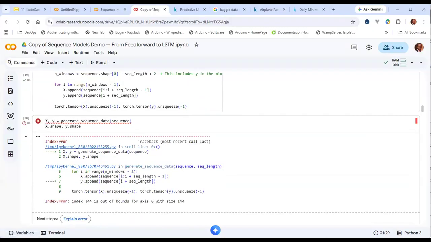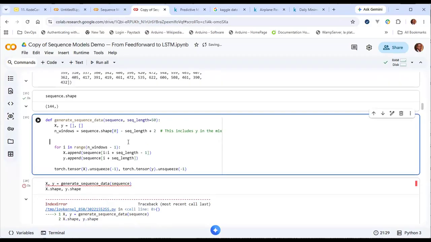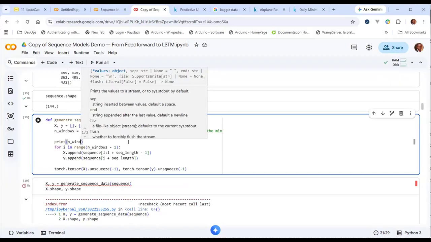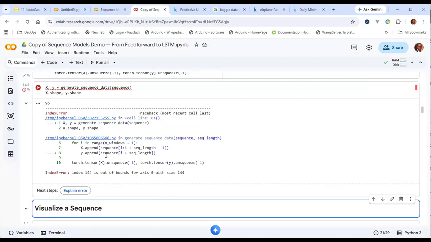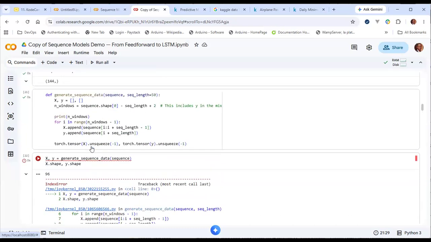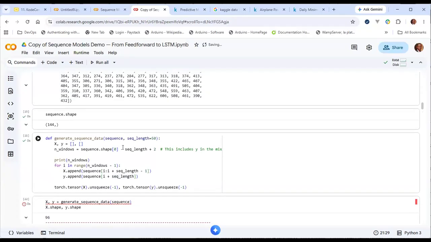Index 144. Let's even see. Maybe I got something else wrong here. Let's print the number of windows. It's 96. So 50 plus 96, 51 plus 96. Oh yeah, so it should be minus 51 plus 96 is 147. So that's not correct.